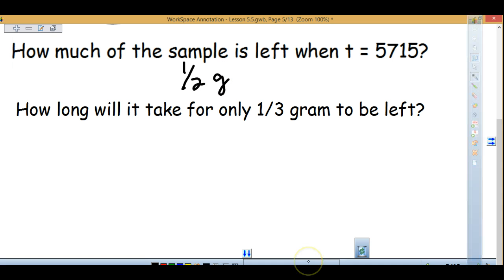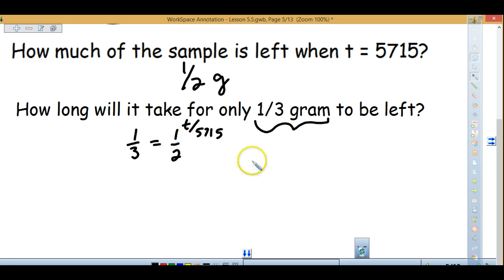And then with this equation, one of the things that you'll be asked to do is just plug in various times. Another thing that they might ask you is, when is there only 1/3 of a gram left? So you'd have to set the equation equal to 1/3. 5,715. All right, so then to be able to get t out of the exponent there, I would want to rewrite that as a logarithmic equation.